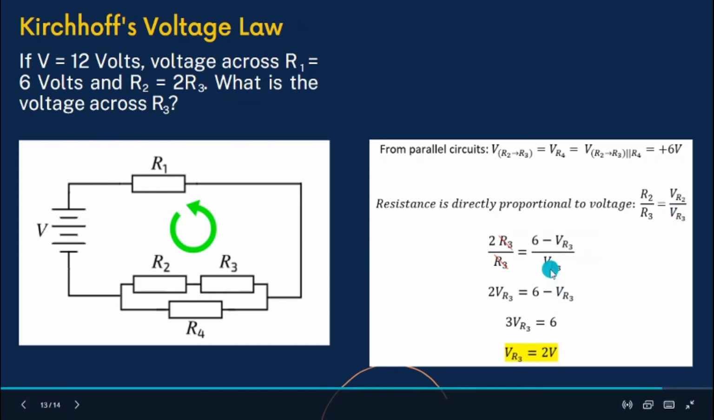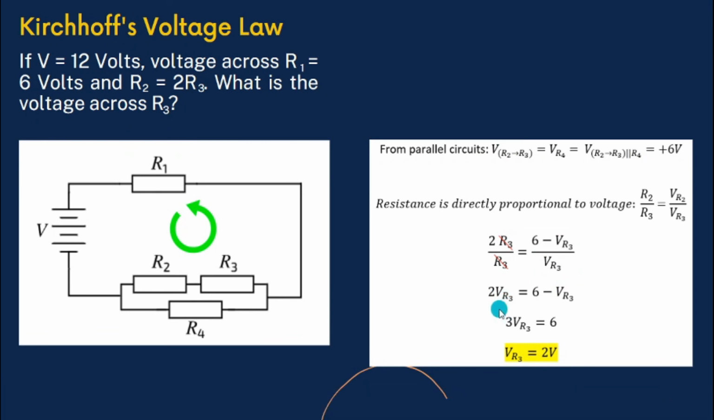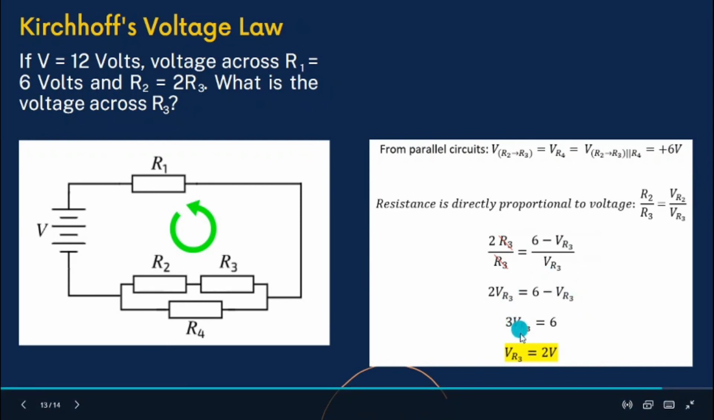So, cross multiply this one. 2 VR3 equals 6 minus VR3. Then we transfer it to the other side, so it becomes positive. So it becomes 3 VR3 equal to 6. So VR3 is equal to 2 volts.